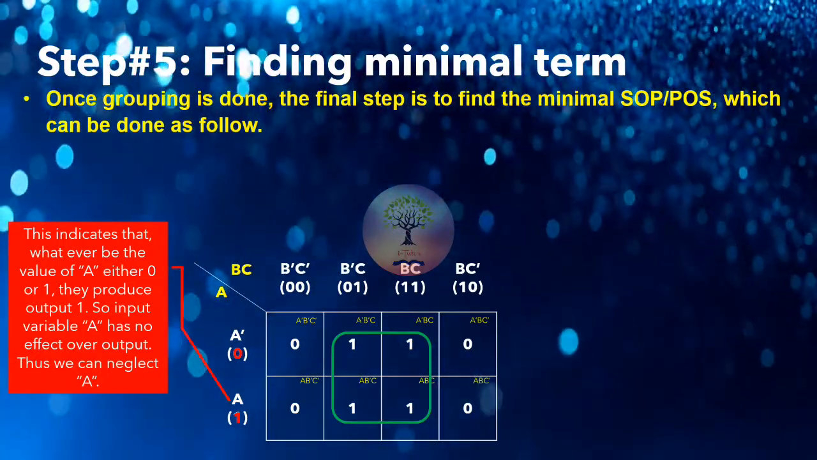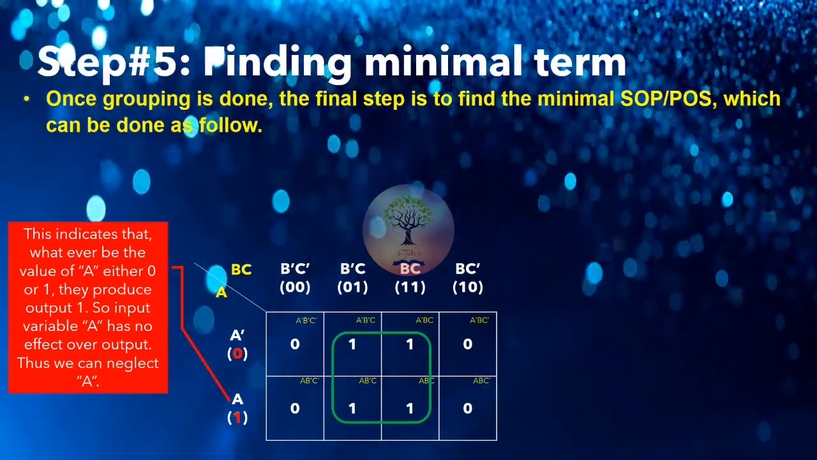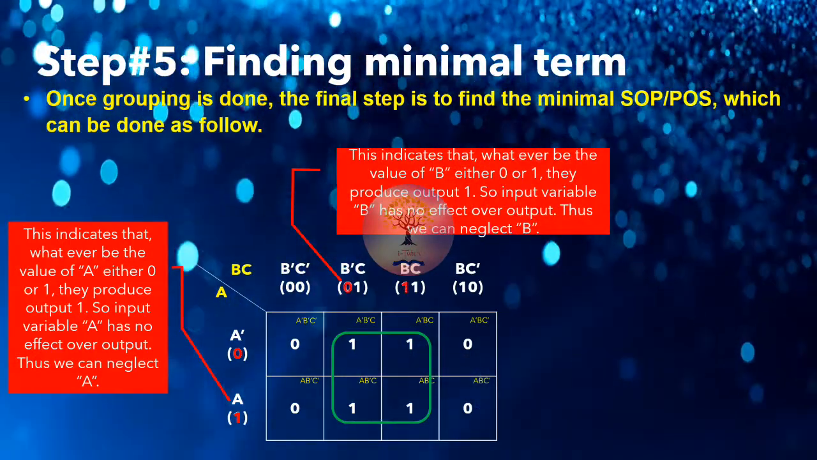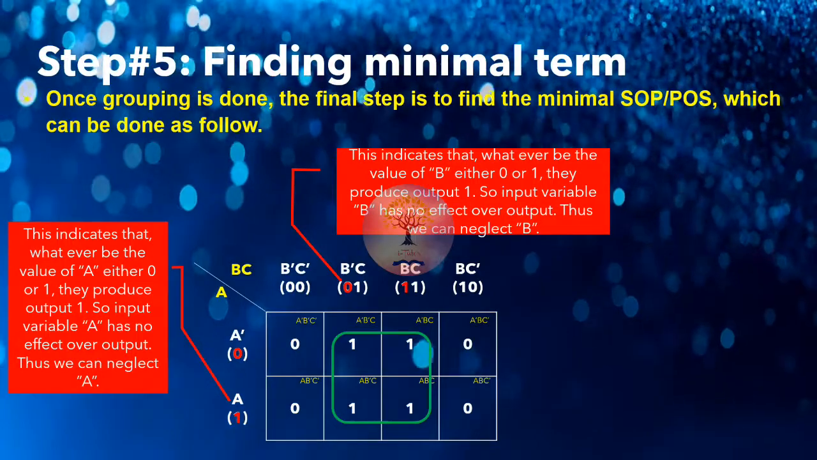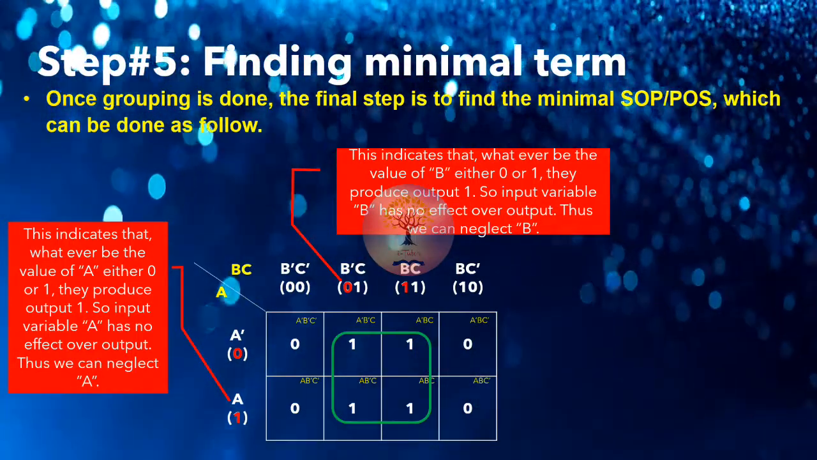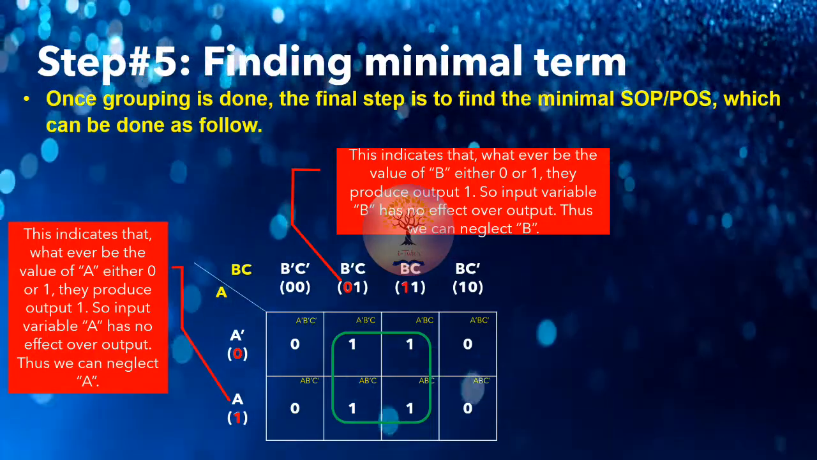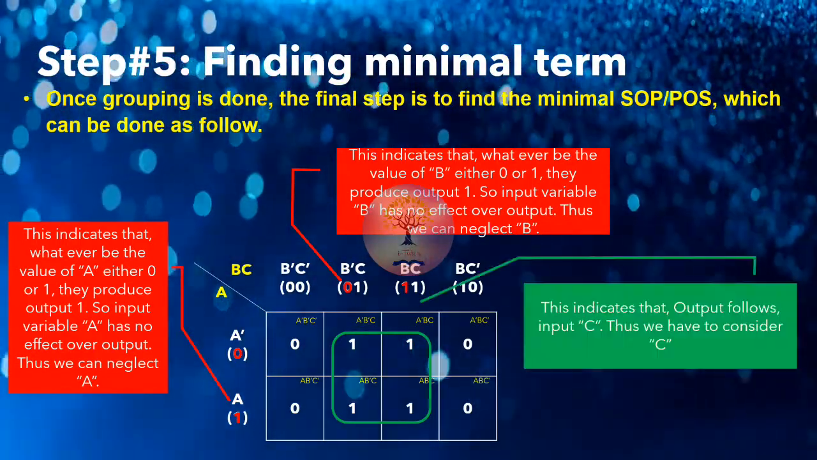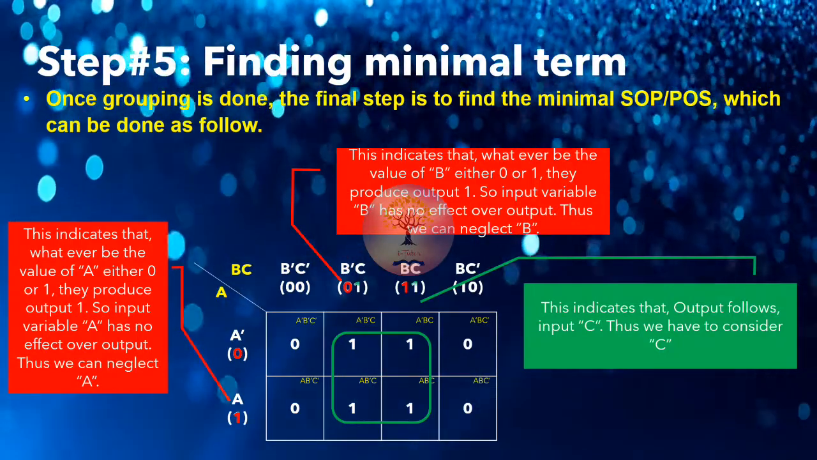This indicates that, whatever be the value of B, either 0 or 1, they produce output 1. So input variable B has no effect over output. Thus we can neglect B. This indicates that output follows input C. Thus we have to consider C.